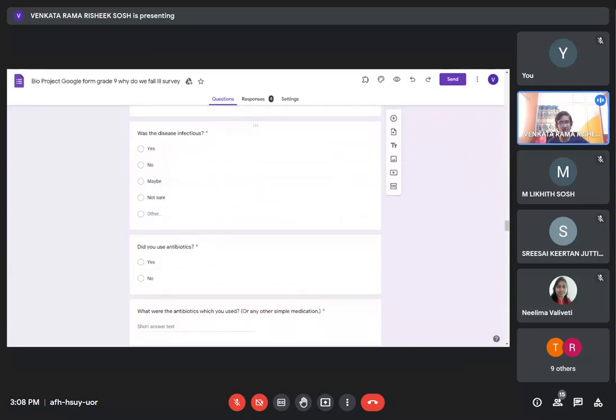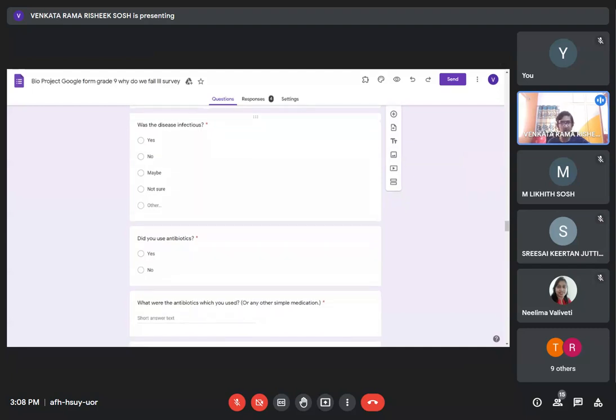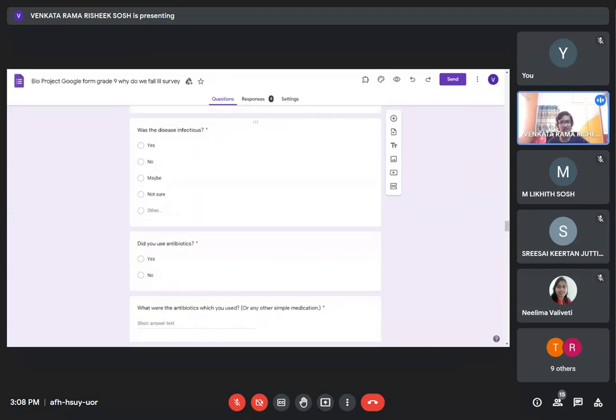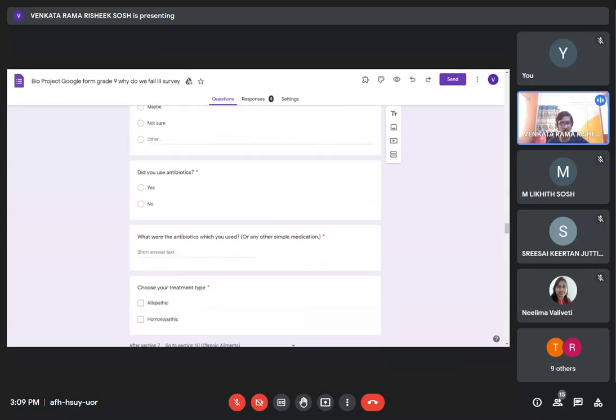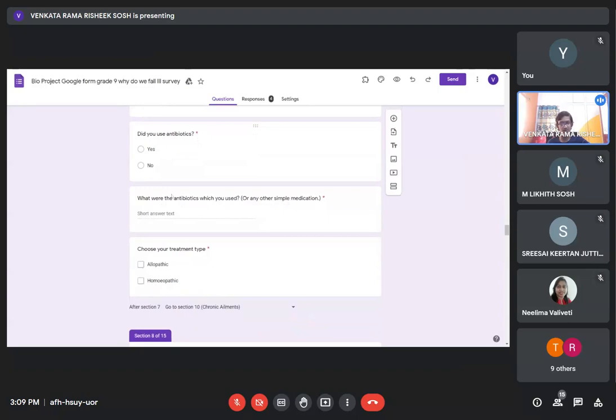So now I'll fast forward. I asked this disease specific question if it was infectious, because I wanted to know if they knew the pathogen behind the disease, if it was not well known, or if they were a professional in the medical field. If it was not infectious, I wanted to know if it was hereditary or not, and what antibiotics were used.